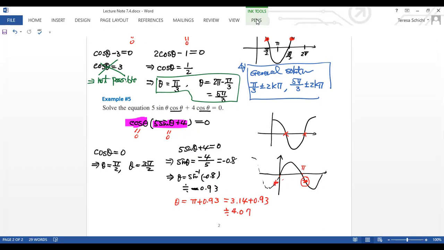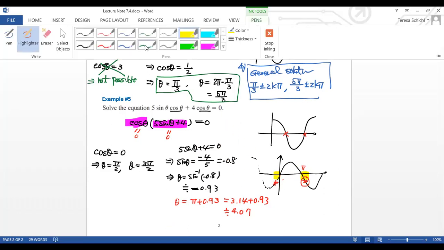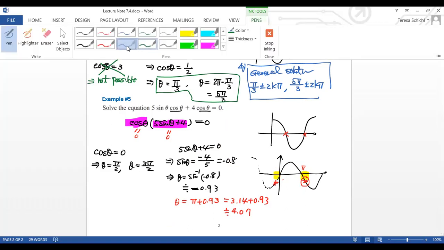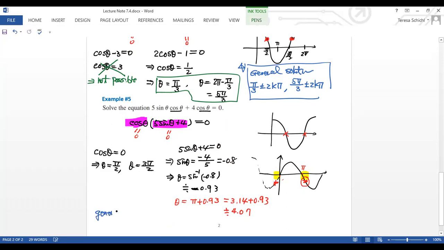You see that? Because of this distance, take a look at this distance. This distance is 0.93. So that's why you need to add this 0.93 distance to the second angle here. So that is my specific solution. Now I want to find my general solutions. My general solution will be negative 0.93 plus or minus 2k pi, or 4.07 plus or minus 2k pi.